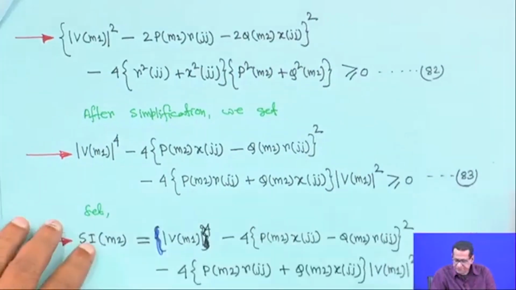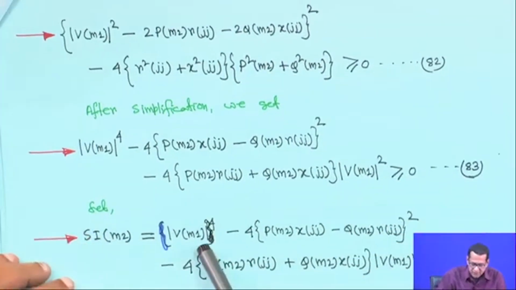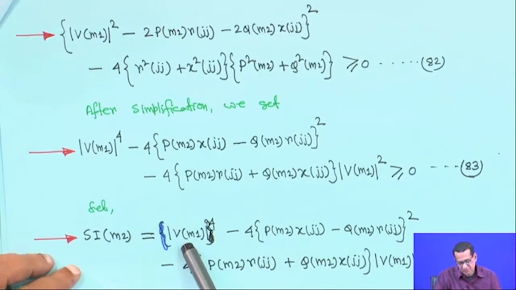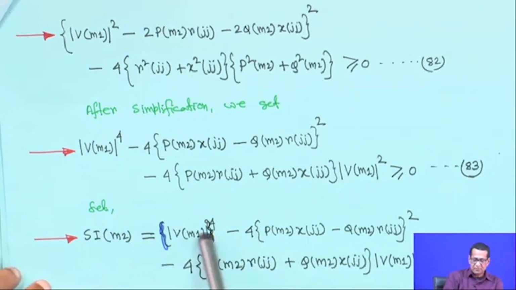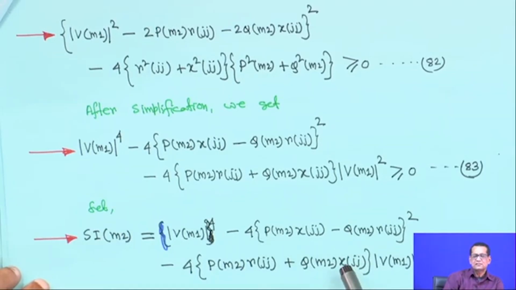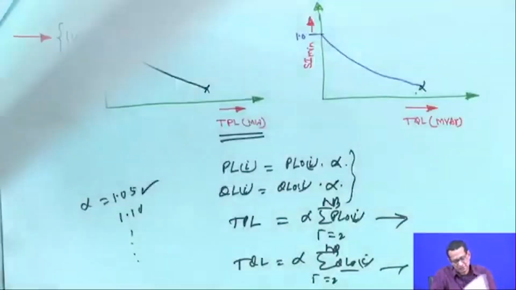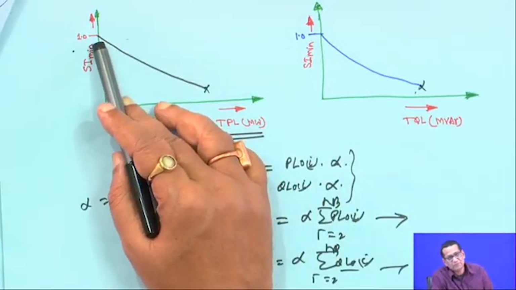For example, here the substation voltage is always 1, right. Suppose you take M2 equal to 2 and M1 equal to 1 for branch 1; this voltage is always 1. Suppose PM2 and QM2 at node 2, the total load in the distribution network, is nothing. Suppose all load is 0. Then, if you use this expression, you will find the SI value will be 1, right. That is why this value starts from 1.